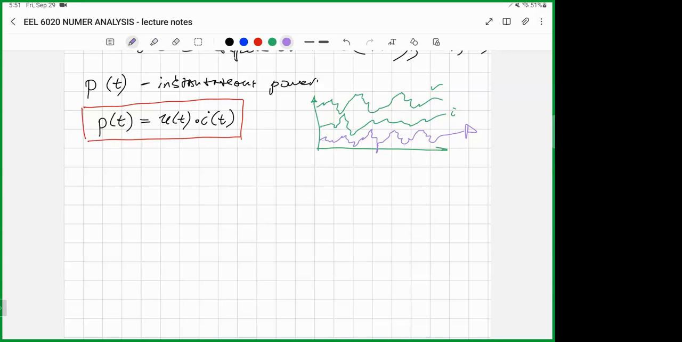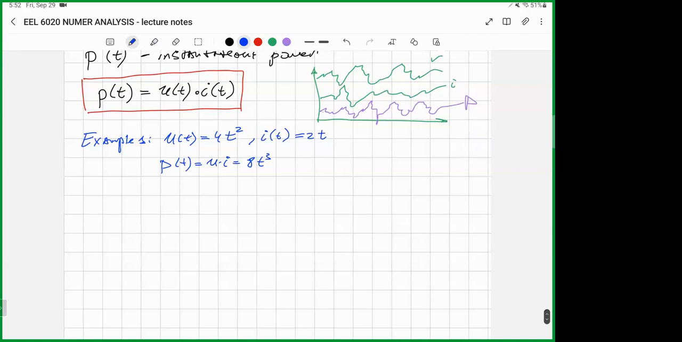Let's consider a couple of examples now. Example one, something simple. Suppose we have a voltage as a function of time, which is simply 4 times t to the power of 2. So it's a kind of parabola. And the current as a function of time, let's take 2 times t, a linear function of time. So what is the instantaneous power? It is equal to u times i, which is 8 t to the power of 3. So this is the instantaneous power in this particular case.